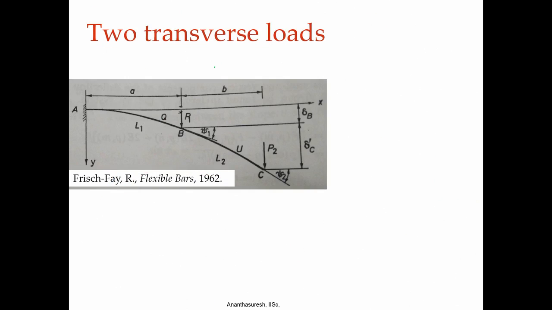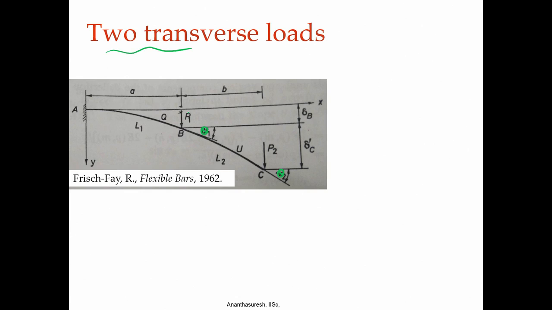It can get even more complicated. What if there are two transverse loads? So, there is a P1 and P2. Here I have taken the figure from Frisch's book directly, and again his symbols are different. He uses psi where we have used theta, and let us not get confused, and of course he uses P for force, we are using F for force and so forth, but the concept is clear.